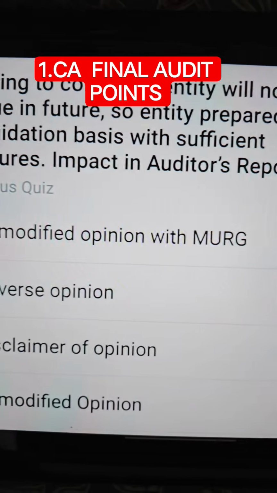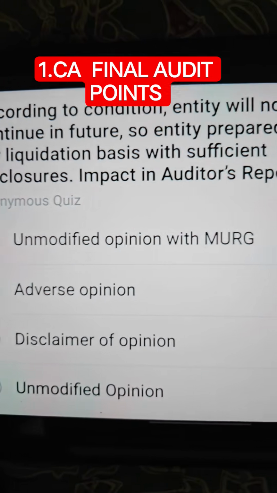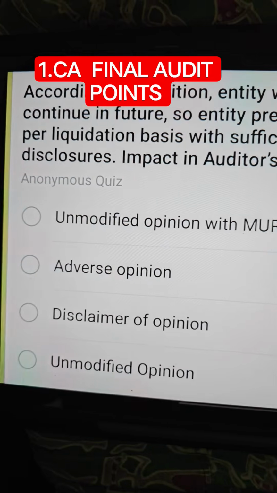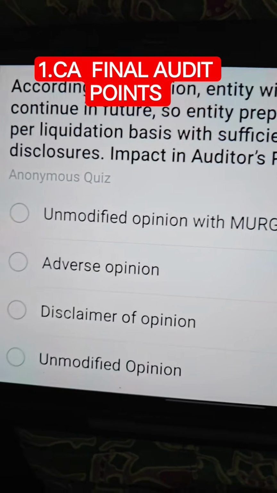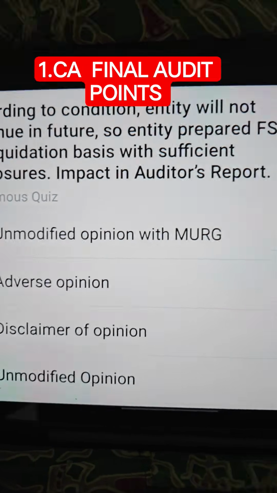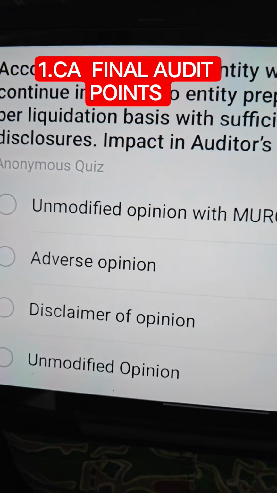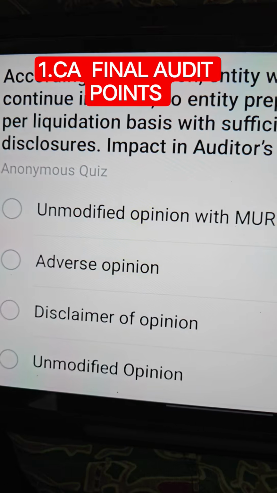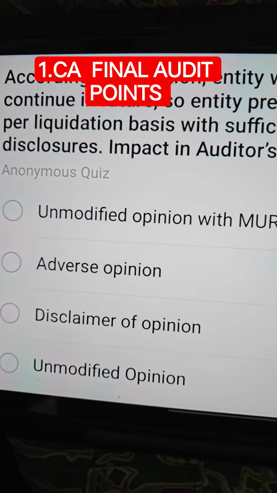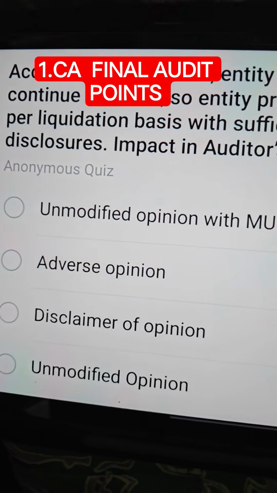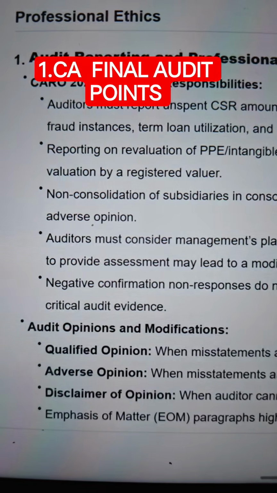According to the condition, the entity will not continue in the future, so the entity prepares the financial statements as per the liquidation basis with sufficient disclosure. Impact on the audit report is that you issue the unmodified opinion, a clean report. Whenever the financial statements are prepared on the liquidation basis, as the entity will not continue in future, you may issue the unmodified opinion, that is clean. These are the general points to be kept.